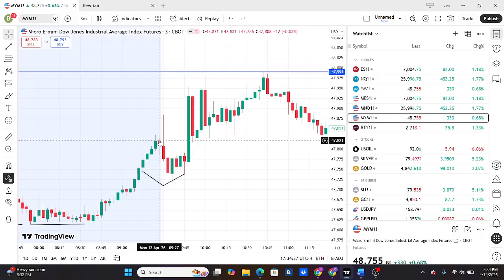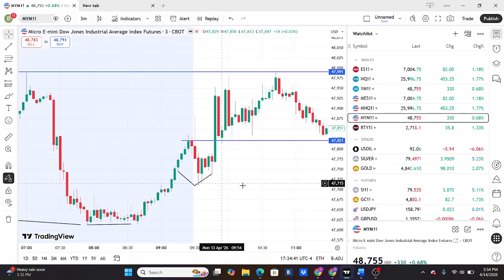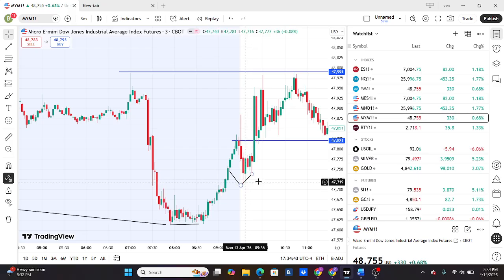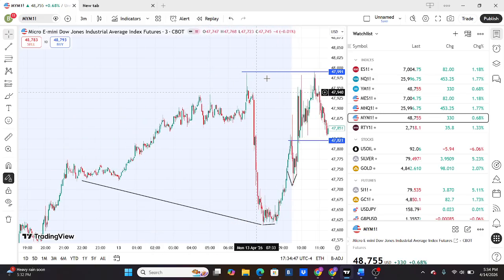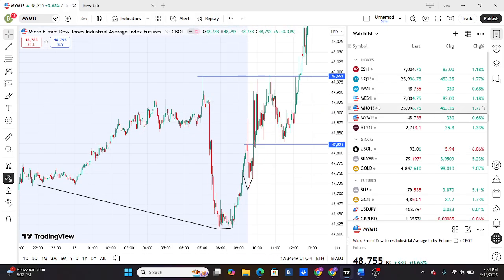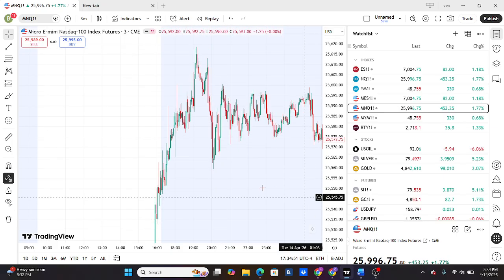But what do we want to see? Closure above this high. So there's CISD. We're just waiting for that level to get closed above because we have this two-stage SMT and this relevant high to be taken. The NQ just failed to reverse.